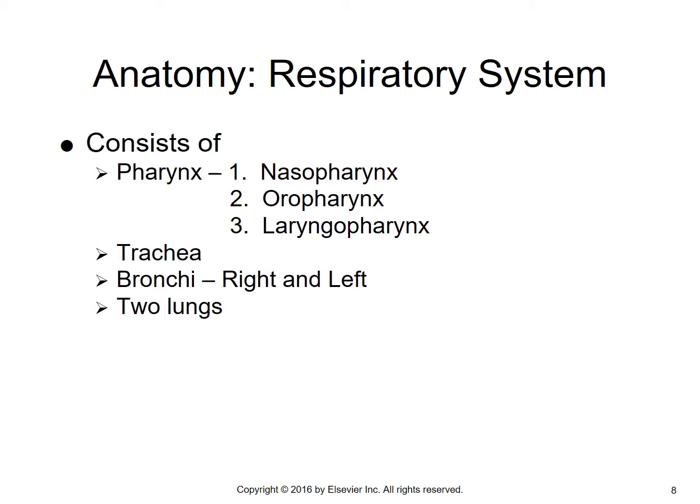The air continues to go down and it goes into a tube that's called the trachea. The air continues on its journey toward the lungs. It separates and it goes into what are called the bronchi, and we've got a right and left side to our bronchi. And then, of course, we've got two lungs, the right and left as well.